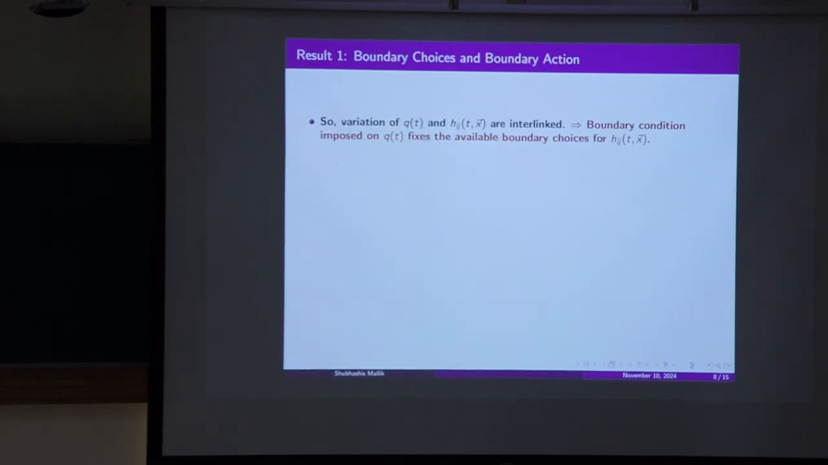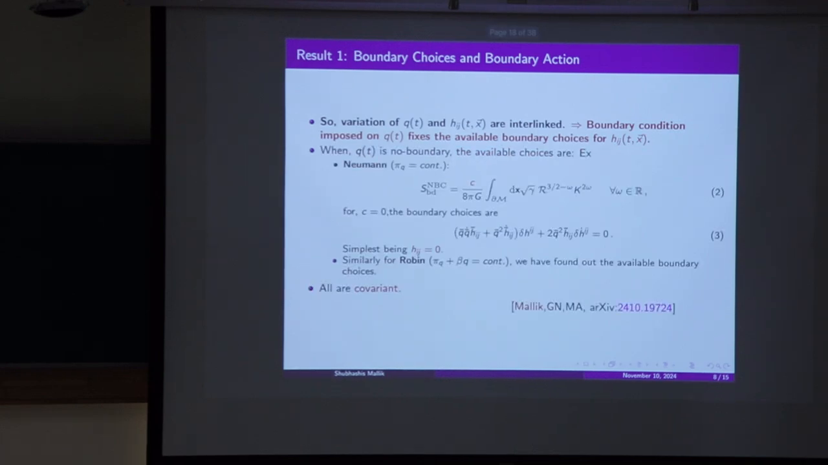Now if we do this variation, we'll find that the variations of Qt and Hij are interlinked. So if I give some boundary condition for Qt, it will automatically fix the available boundary choices for Hij Tx. Now our choice will be where Qt describes a no-boundary universe, and it is possible if we take Neumann, for example, on the Q variable. And if we do the proper variation, this is the required surface term that we need to add with the Einstein-Hilbert to ensure proper variation for fluctuation.